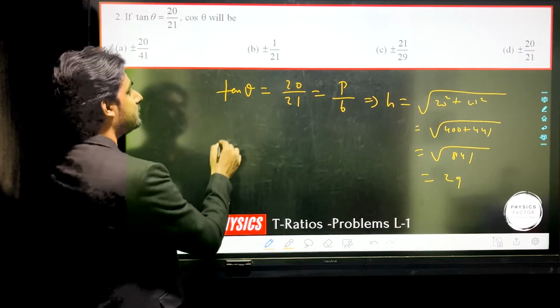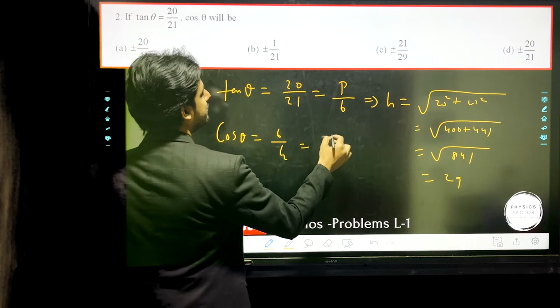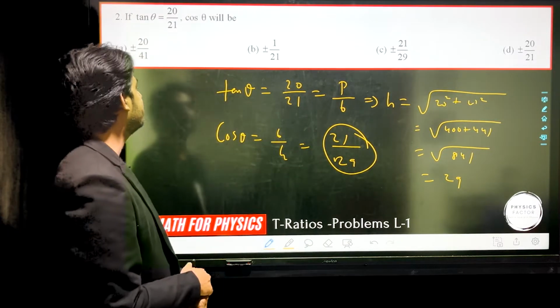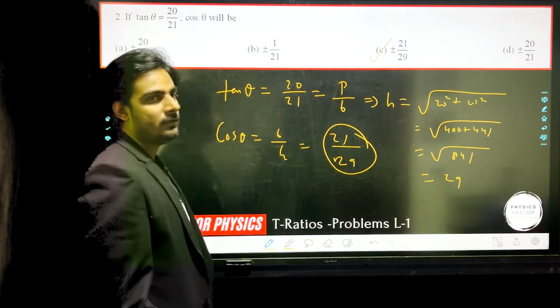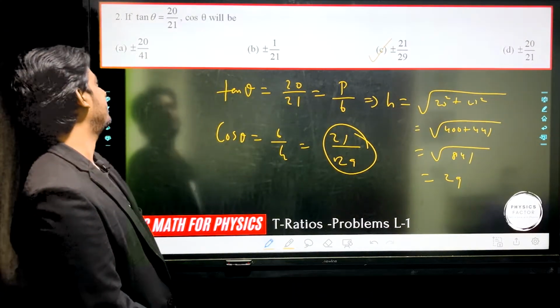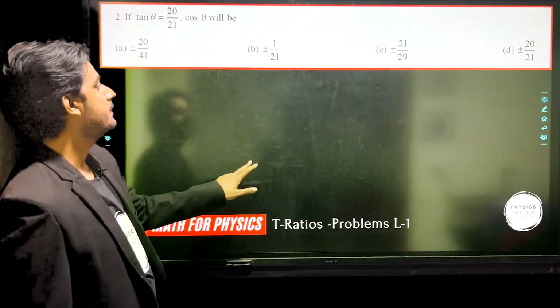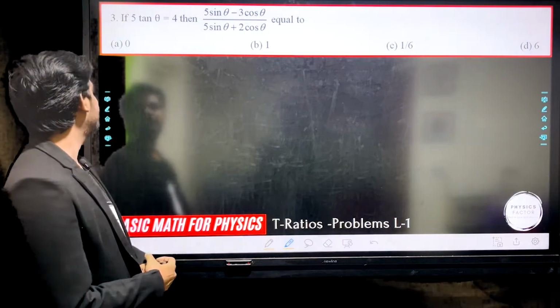So we get the hypotenuse. So value of cos theta is base upon hypotenuse, and base is 21/29. So we have to see which option is correct. So option C again. Alright, so this is how we can solve problem number 2. Let's move to the next problem. So now we have question number 3.